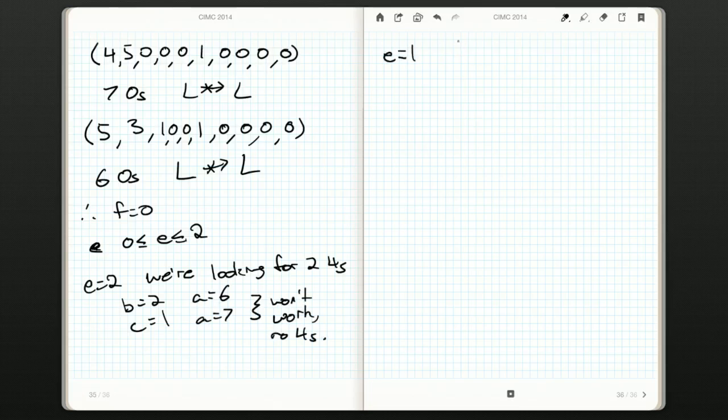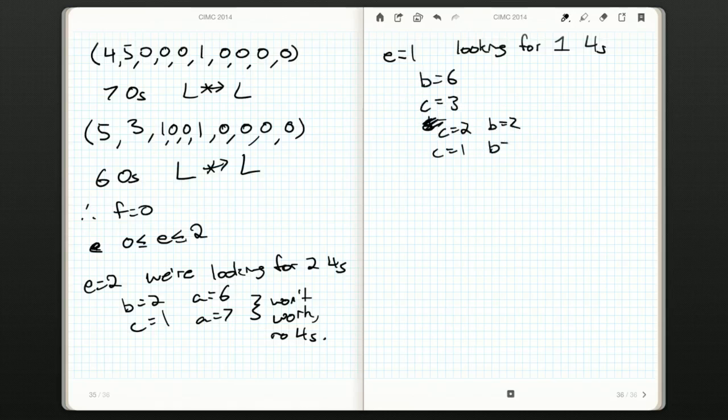Equals 1. So how many 4s are we looking for? We're looking for 1. B could be equal to 6 by itself. C could be 2, and B could be 2. C could be 1, and B could be 4. D could be 2, D could be 1, B could be 3, D could be 1. C could be 1, B could be 1. And that's it, because we're at E.